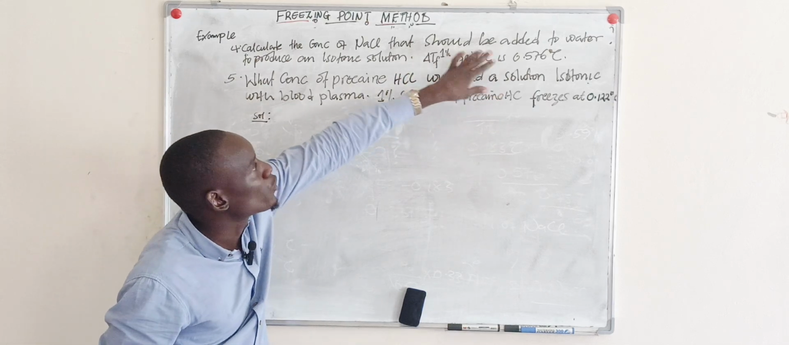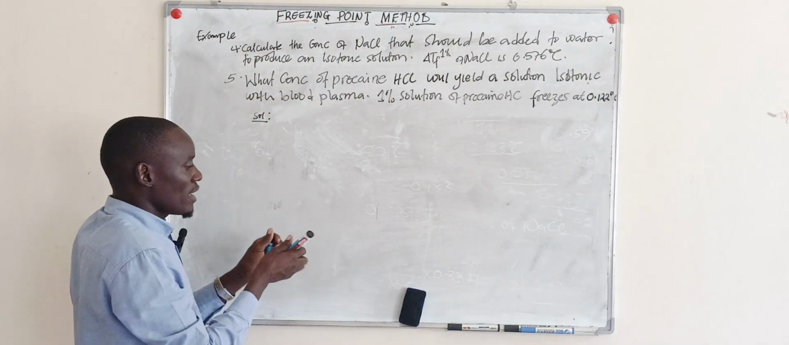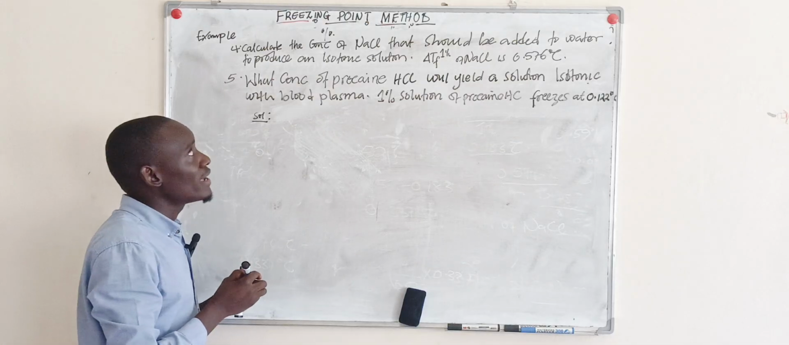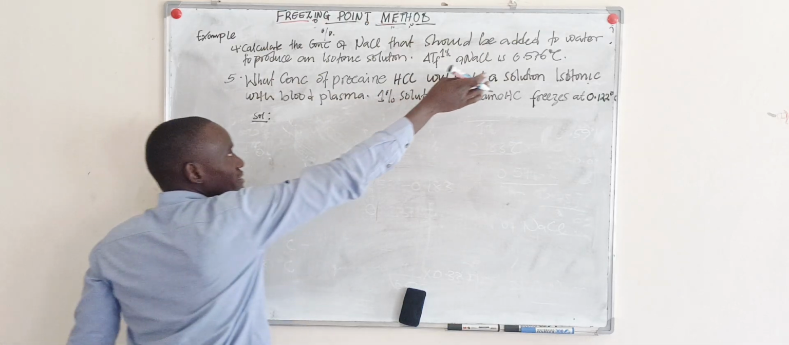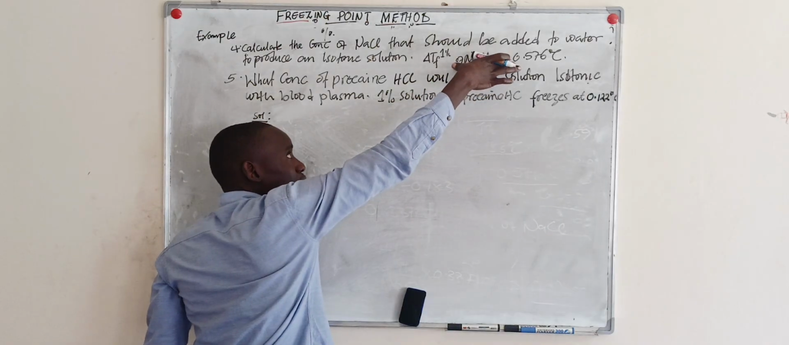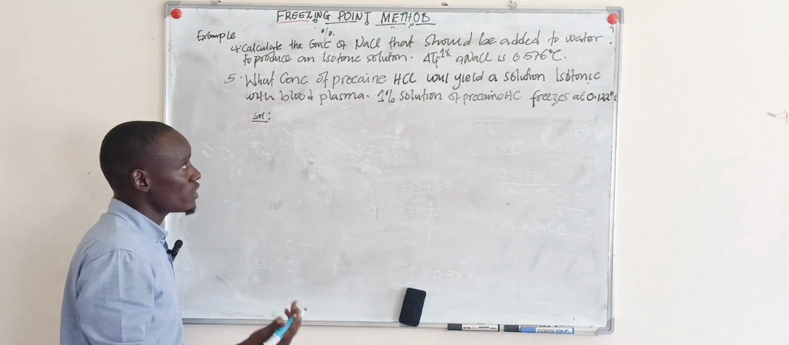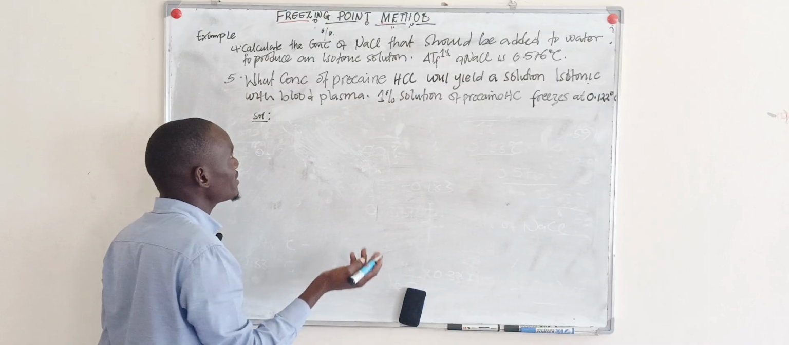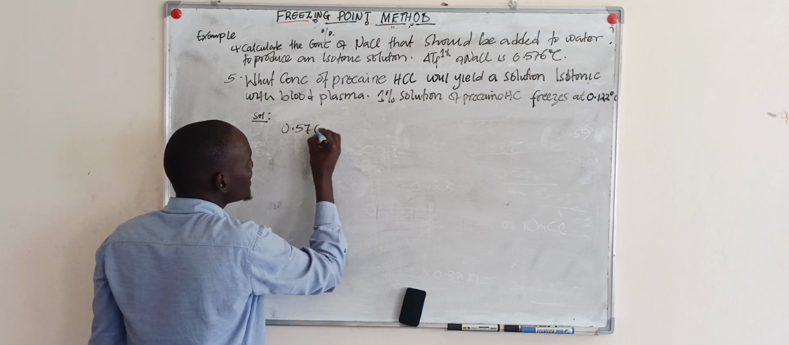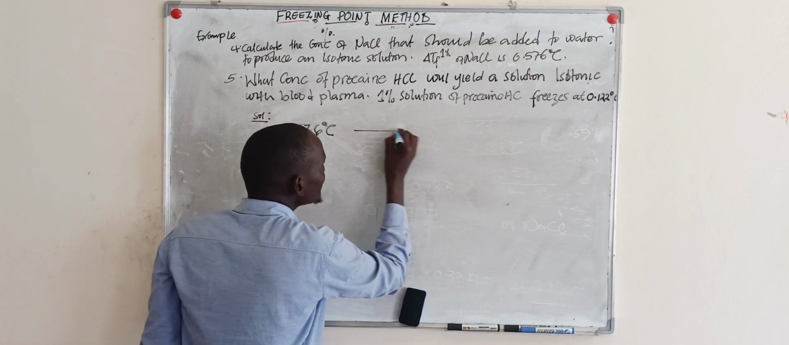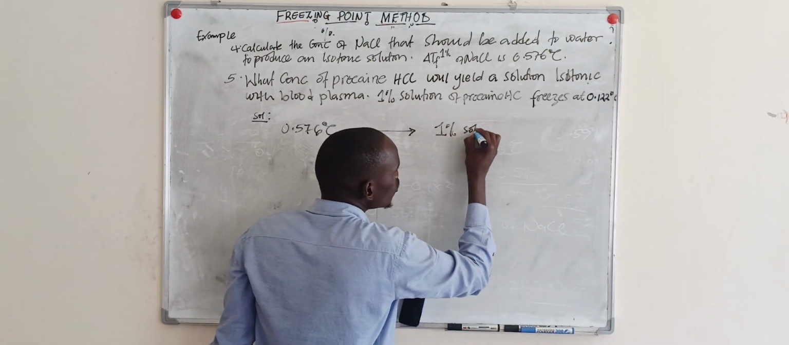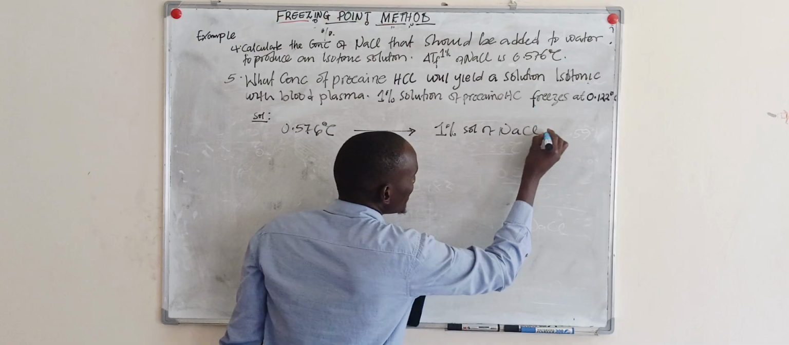But remember, we are looking for the concentration, and every time they talk about concentration, we mean concentration in percentage weight in volume. So in this case, we shall start from first principle because they have already provided to us the freezing point depression of the 1% solution of sodium chloride. So what we are looking for is the percentage strength. So we shall say 0.576 degrees C is the freezing point depression produced by the 1% solution of sodium chloride.